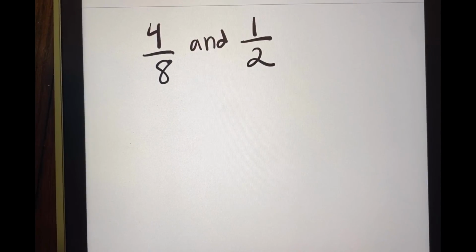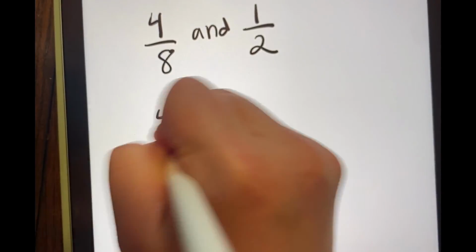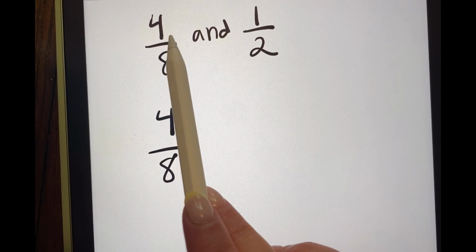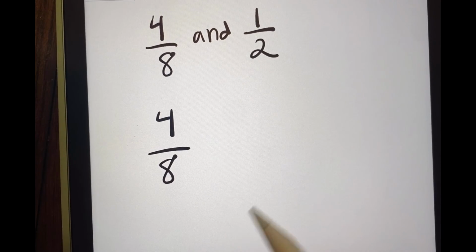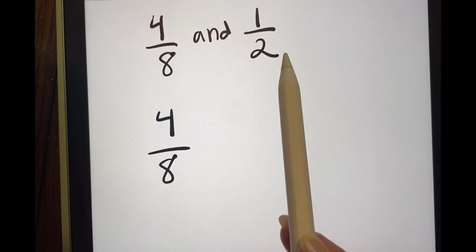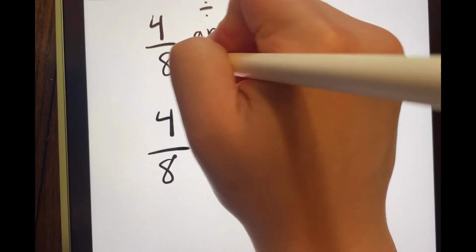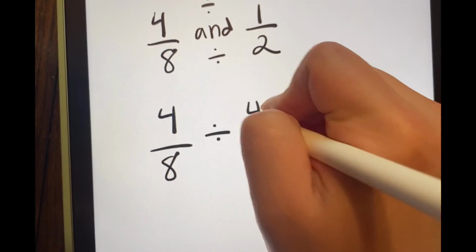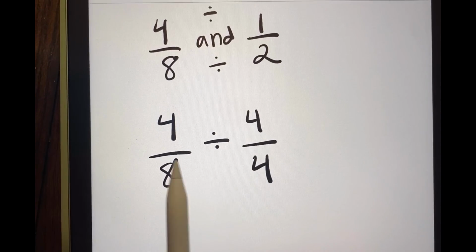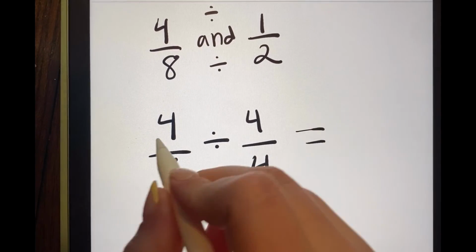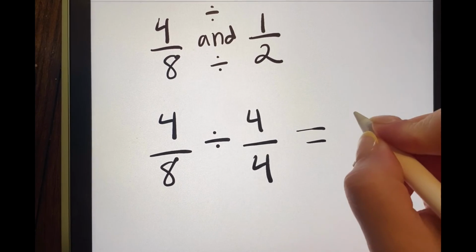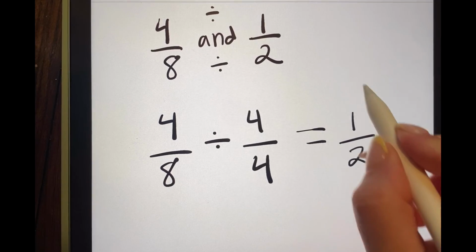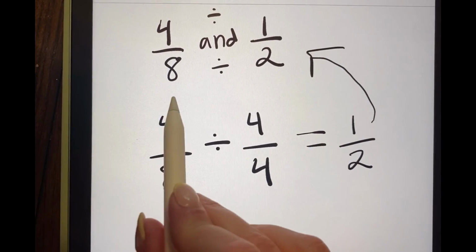For our abstract example, we're going to be focusing on 4/8 and 1/2. And 4/8 and 1/2 is a fairly simple problem that we can figure out, because we know that 4 divided by 4 is 1. And we know that 8 divided by 4 is 2. So we're going to divide our 4/8 by the fraction of 4/4 to get 4 divided by 4 is equal to 1. And 8 divided by 4 is equal to 2. Or when you put it in fraction terms, it's going to be equal to 1/2, proving that they are equal.